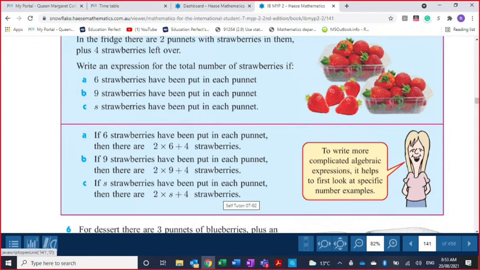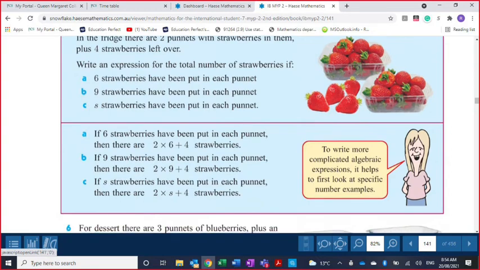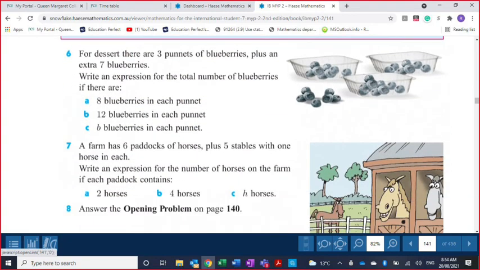So you see that S can be any number in this expression, and it would make this sentence true. Okay? So if I had 5 in there, it would do 2 times 5 plus the 4, etc. So let's look and see what we got here.